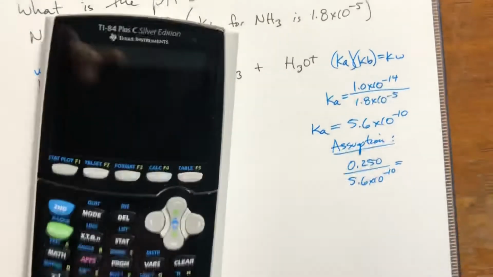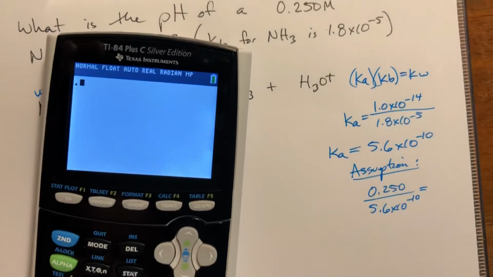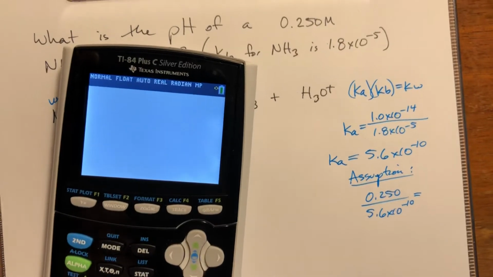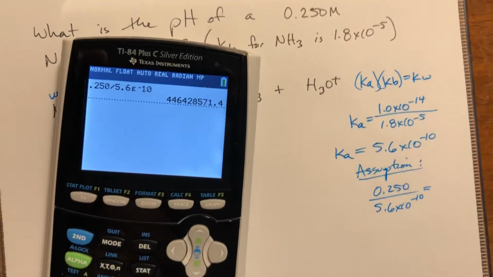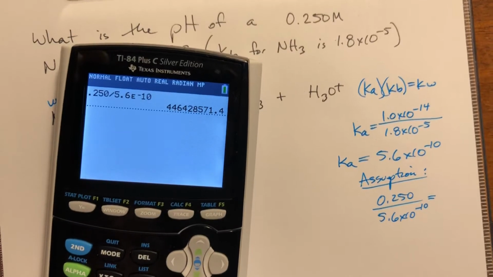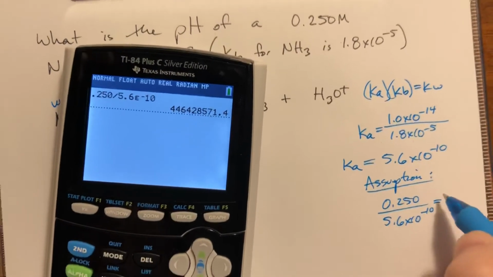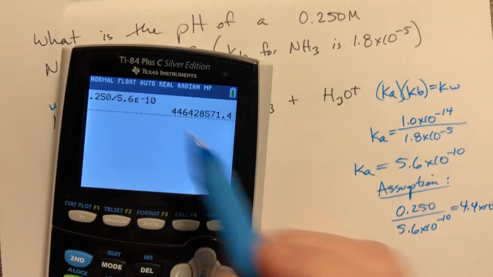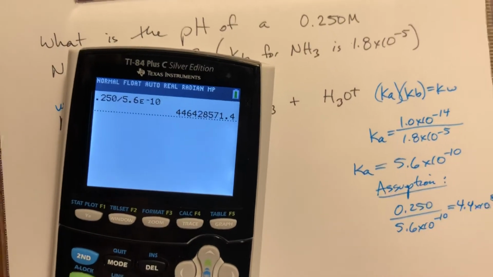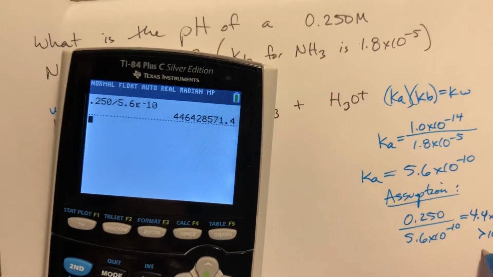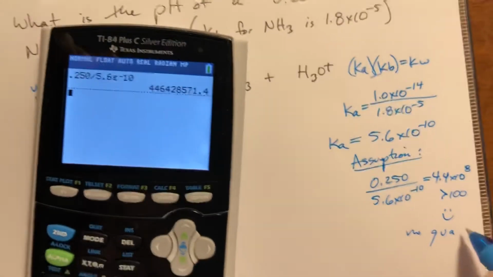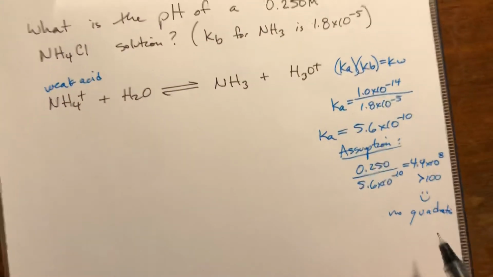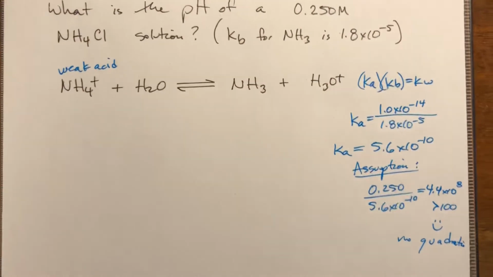And I'm assuming this is going to come out to be bigger than 100, but we need to check it. And yeah, what is that, 400 billion? It's basically 4.4 times 10 to the 8th. Yeah, I think we're good. Bigger than 100, so no quadratic. Otherwise, the rest of the problem is going to be the same as any other weak acid, weak base problem.